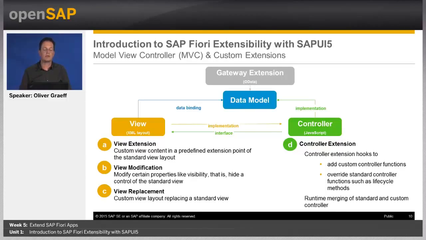These are changes on the view layout side, and also on the controller side changes are possible. So we have controller extension hooks where you can add some JavaScript coding to actually execute what is necessary for your extensions. For example, if you have a new button which needs an event handler, you can add JavaScript coding for that here. You can also override standard functions here, for example, to initialize your data which is needed for your extension.